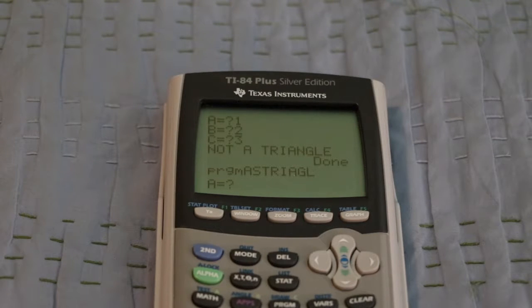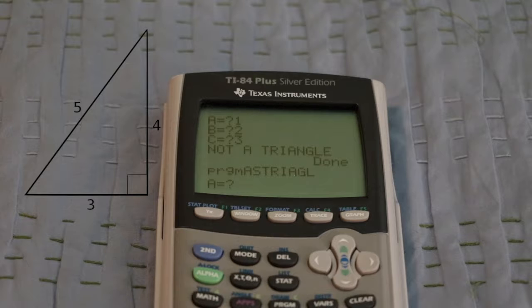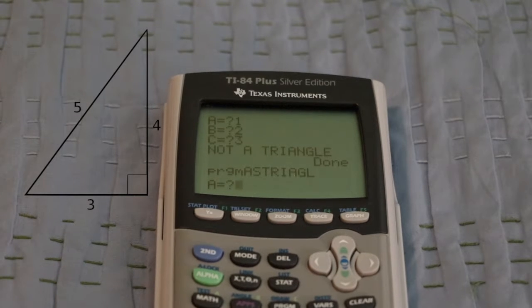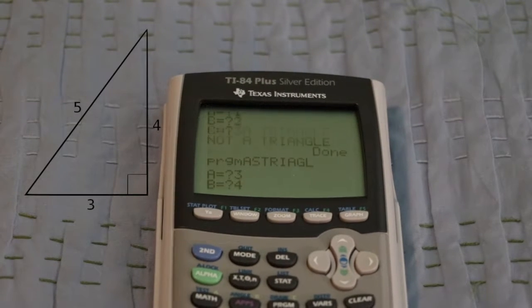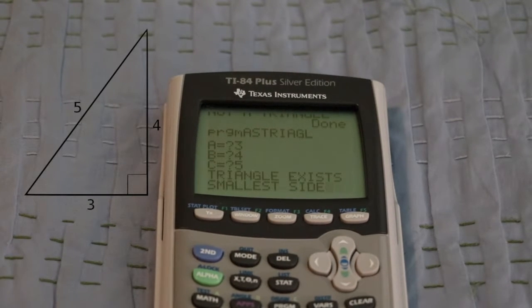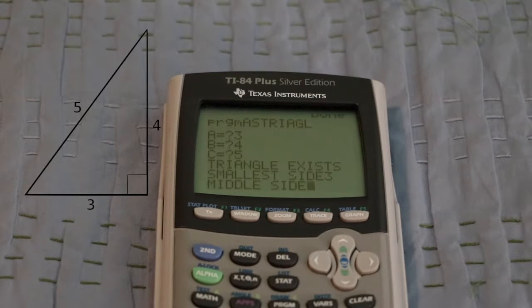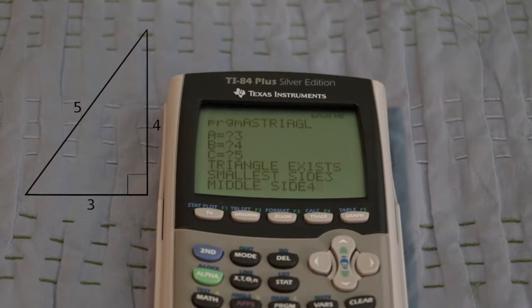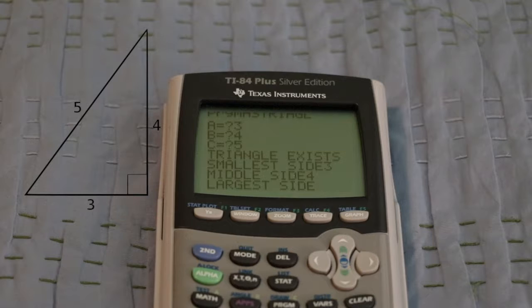Now we're going to do a triangle that does exist. We're going to do a real triangle. It's going to be 3, 4, 5. Triangle exists. Now it asks for your smallest side. So in this case it's 3. Middle side is going to be 4. And largest side is going to be 5.